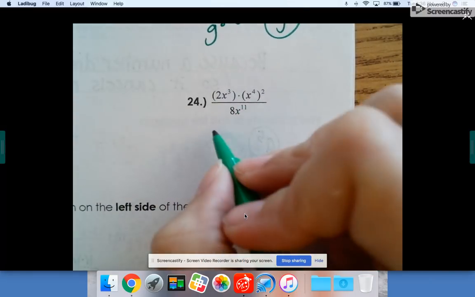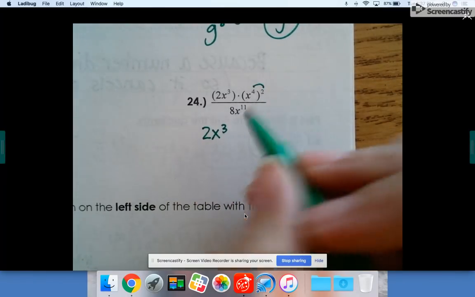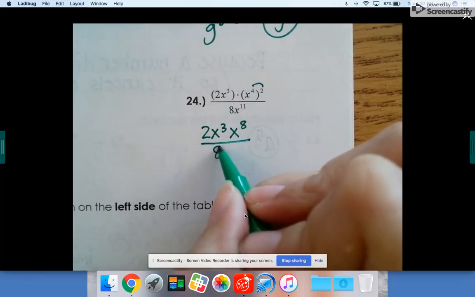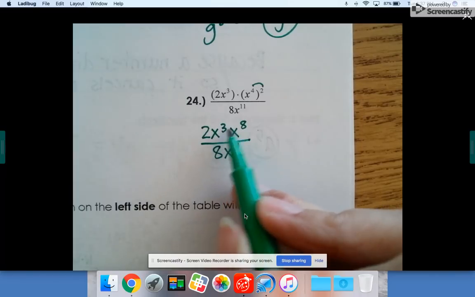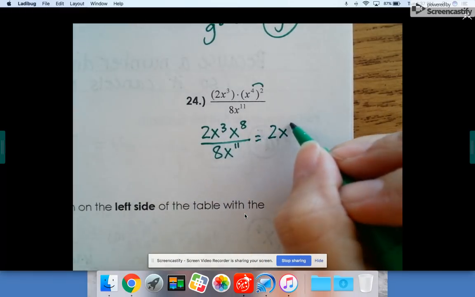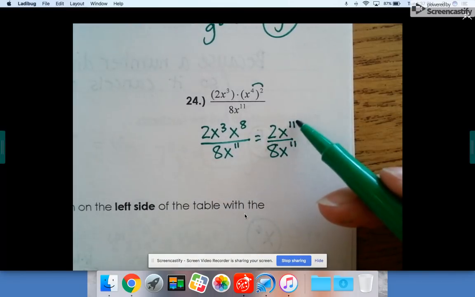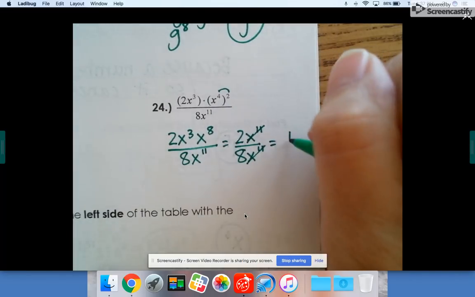2x to the 3rd, I'm just going to leave 2x to the 3rd. This, though, gets multiplied. It becomes x to the 8th. And this is going to stay 8x to the 11th. Okay, separate it out. You can add their exponents. So we've got 2x to the 8, 9, 10, 11 over 8x to the 11. All these get canceled with all of those, and it leaves 2/8, which is 1/4.